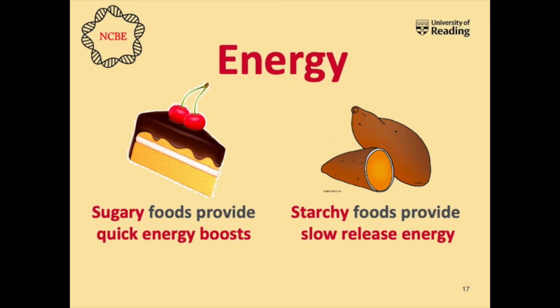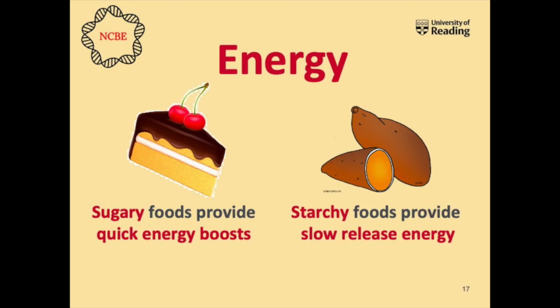Carbohydrates provide us with lots of energy, and they should make up around 30 to 50% of our diet depending on our activity levels. Now, carbohydrates are broken down in the body by your carbohydrate enzymes into glucose. So they're broken down into glucose, which can be quickly absorbed into the bloodstream, providing our bodies with energy.